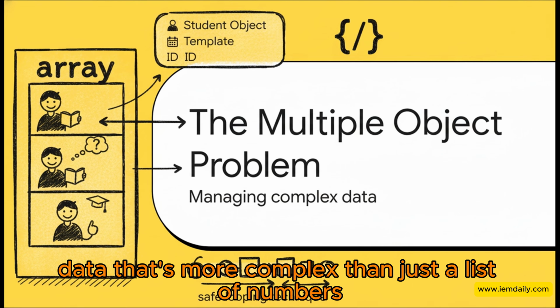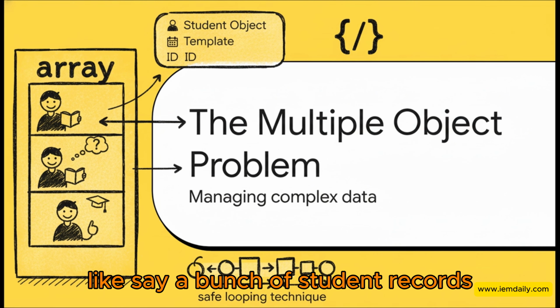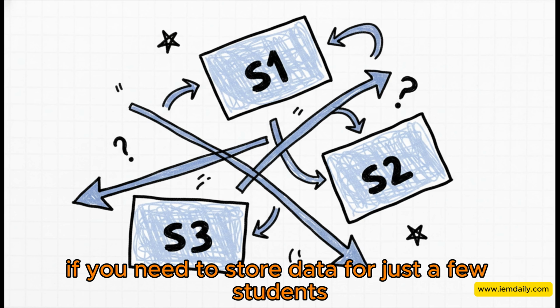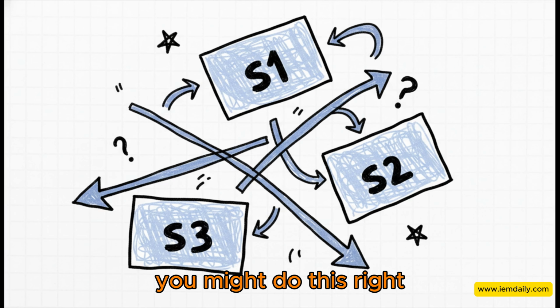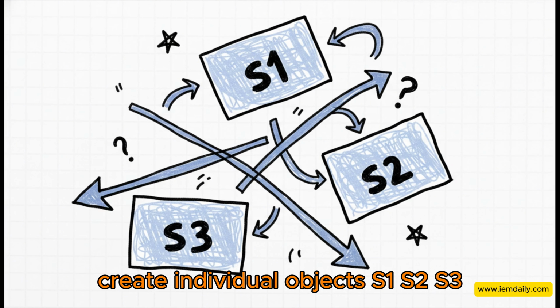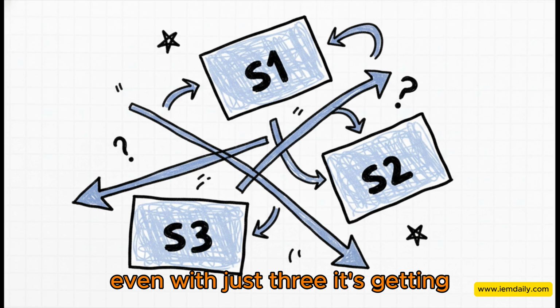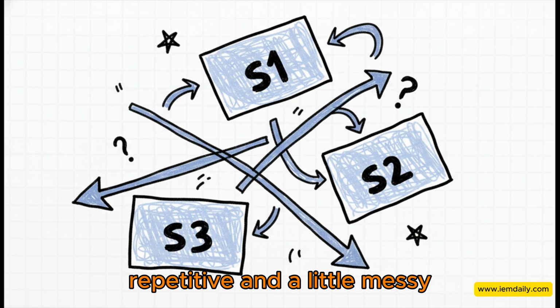How do we manage data that's more complex than just a list of numbers, like, say, a bunch of student records? So imagine you have a student class. If you need to store data for just a few students, you might do this, right? Create individual objects, S1, S2, S3. But you can probably already see where this is going. Even with just 3, it's getting repetitive and a little messy.